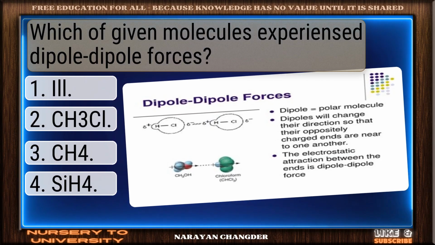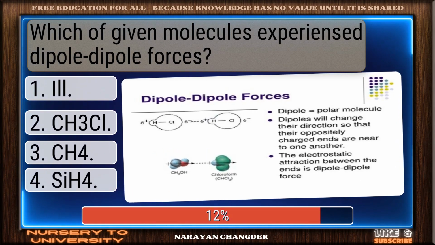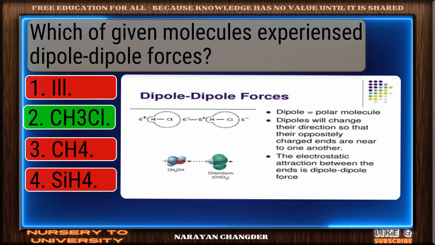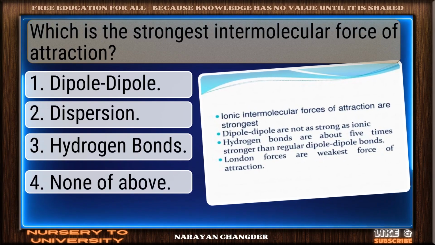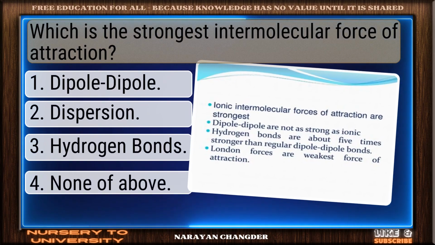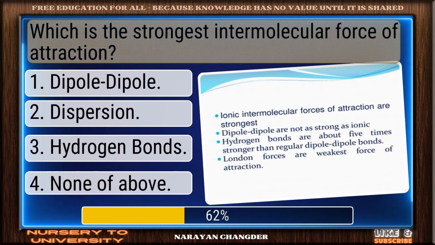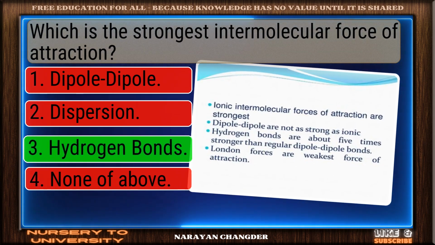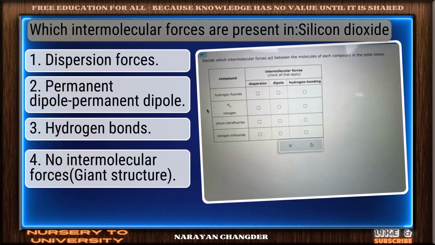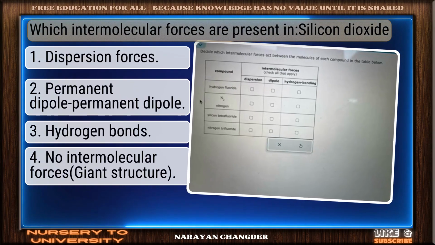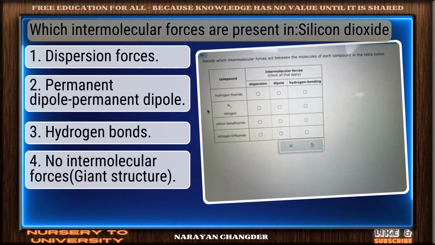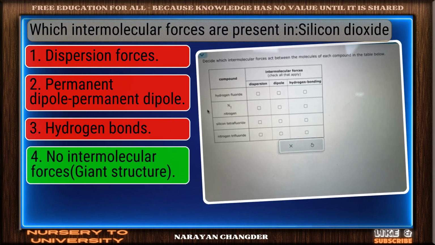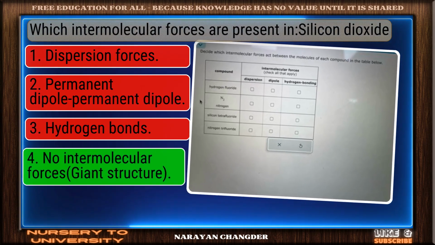Which of given molecules experience dipole-dipole forces? Good job. Your answer works well here. Which is the strongest intermolecular force of attraction? Great job. Hydrogen bonds is the accurate answer. Which intermolecular forces are present in silicon dioxide? Right choice. No intermolecular forces is the best answer.